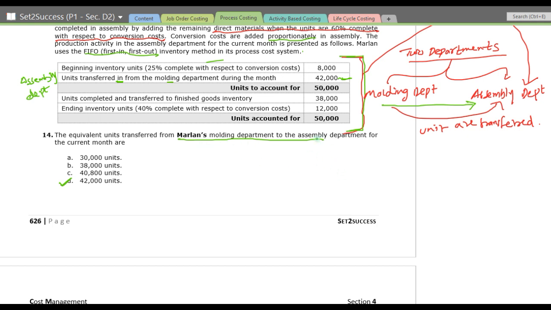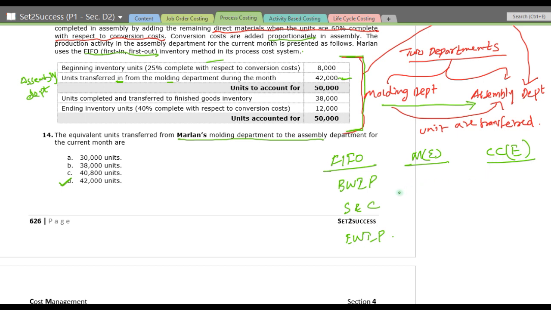Now the method that is being used is the FIFO method. In order to find the equivalent units, we need to divide our data into three categories: beginning working process, started and completed, and ending working process. We have material equivalent units, and we have conversion cost equivalent units.